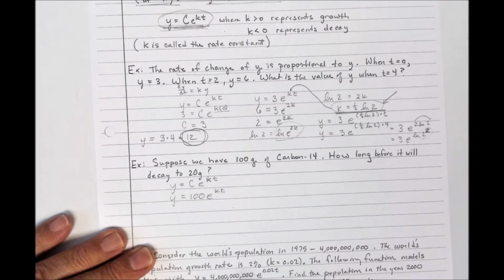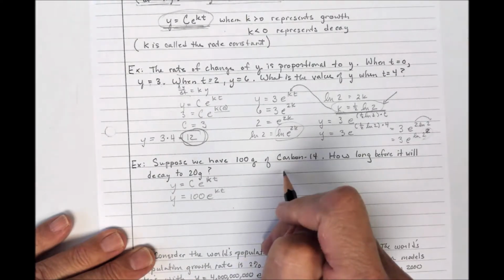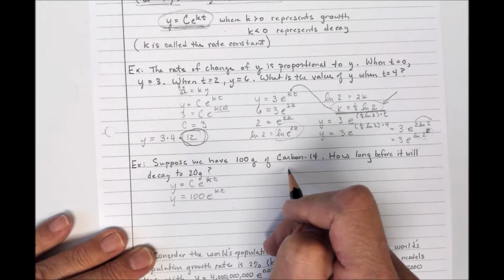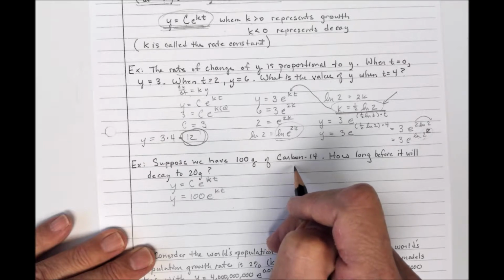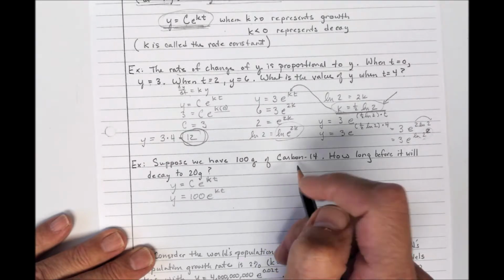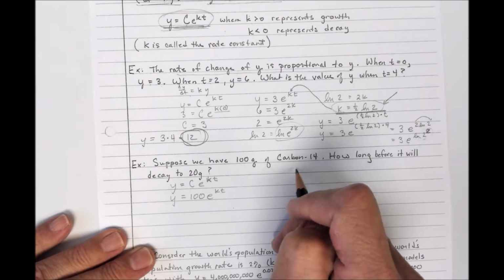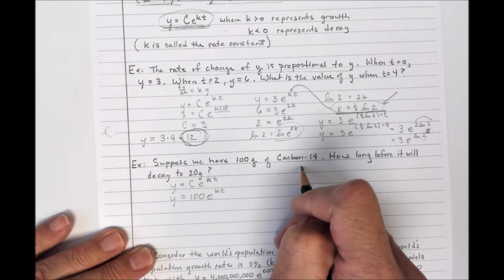And it says how long before I have 20 grams. Well, I need to know what k is. So the half-life, by the way, and this is in the textbook, I cannot remember what page. I think it's like page 363 that's got a table of half-lives for various types of radioactive material. 363, 64, somewhere in there. And I think it's 5720. Is it 5720 or 5730?